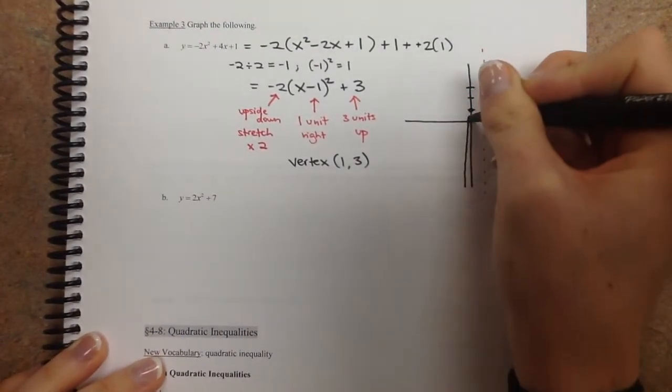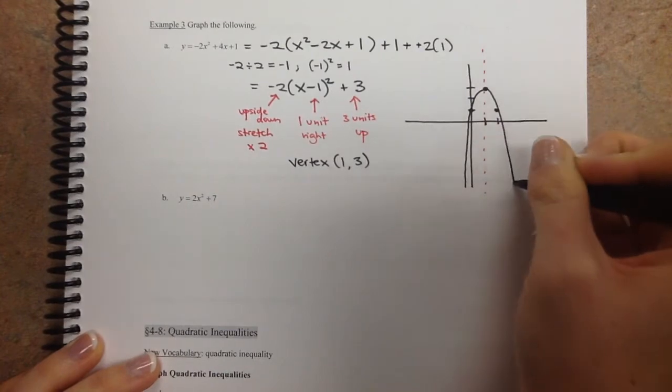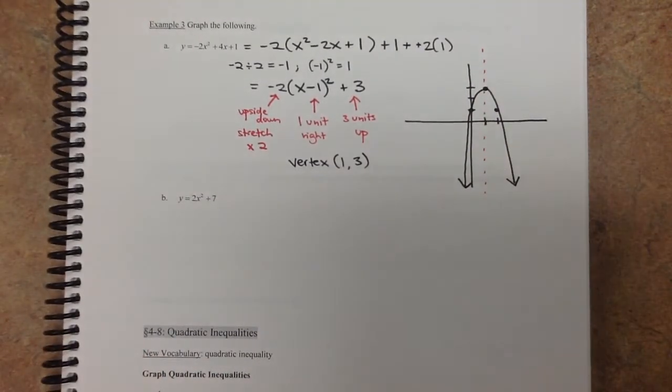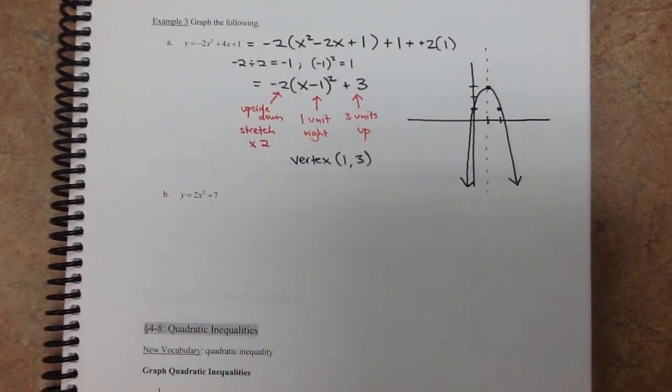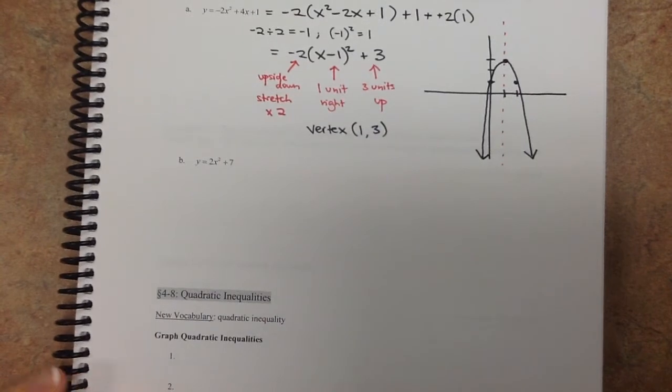All right, so now we just connect the dots. We know that's our highest point because it's the vertex, and that is our parabola. You can see it's a little bit narrower than a parabola would be normally, and the negative has flipped it upside down. Okay, so let's take a look at this one.